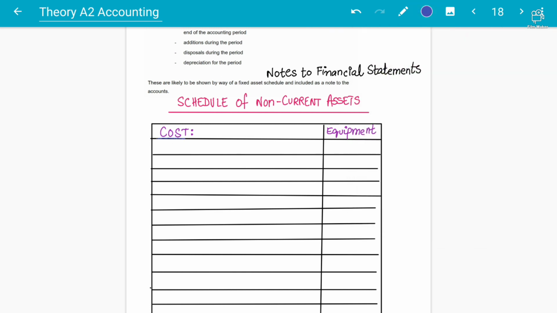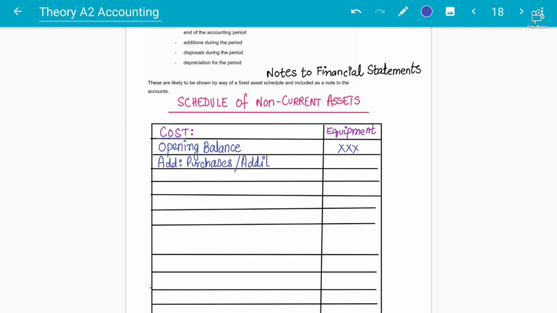There will be the opening balance of the cost, just like the T account format. Then you will add all the purchases made during the year for the equipment, whatever purchases you have done, also called additions.